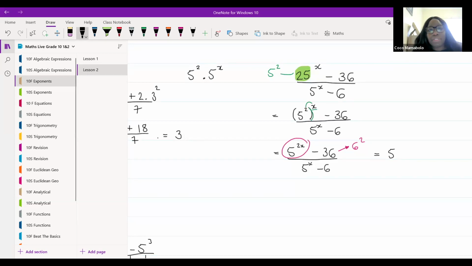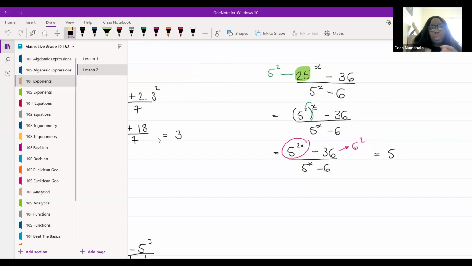What happens if I split it like this? I'm going to end up with bases being multiplied, so I'm going to end up with 5 to the power of 2 plus x. That's not the same thing as 2x, is it? No, ma'am. It's not. So we can't split it that way.